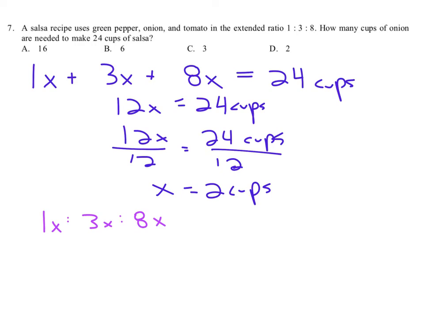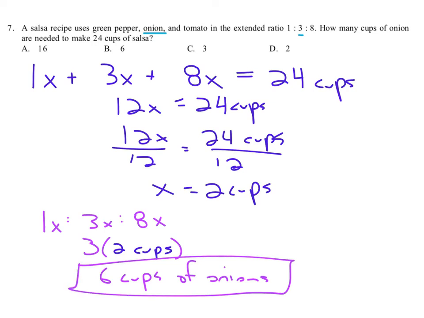So let's take a look up top. It says green peppers, then onion in the middle, then tomato, right? So that middle number 3 is the one that we want to use to find the number of cups of onions. So we take 3x and we say that's actually 3 times, what can we sub in there? Whatever x was, and the x was 2 cups. So what do we get then? We get 6 cups of onions. That is your answer, so B.